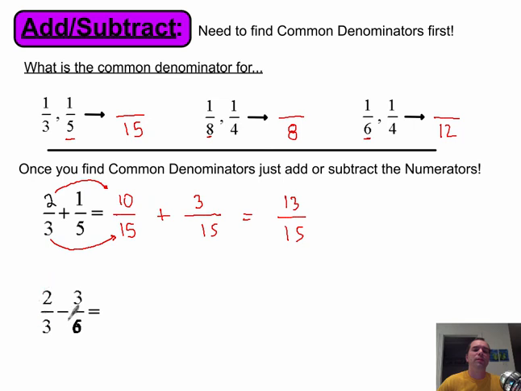What about a subtraction? Same idea. First I had to get a common denominator. And then, okay, so what's common between 3 and 6? Well, 3 goes into 6, so therefore 6 is what I'm looking for. 3 goes to 6 by multiplying by 2, so I've got to multiply the top by 2. 2 times 2 is 4. 6 goes into 6 by multiplying by 1, so 3 times 1 is equal to 3. And I got 4/6 minus 3/6, so 4 minus 3 is equal to 1.